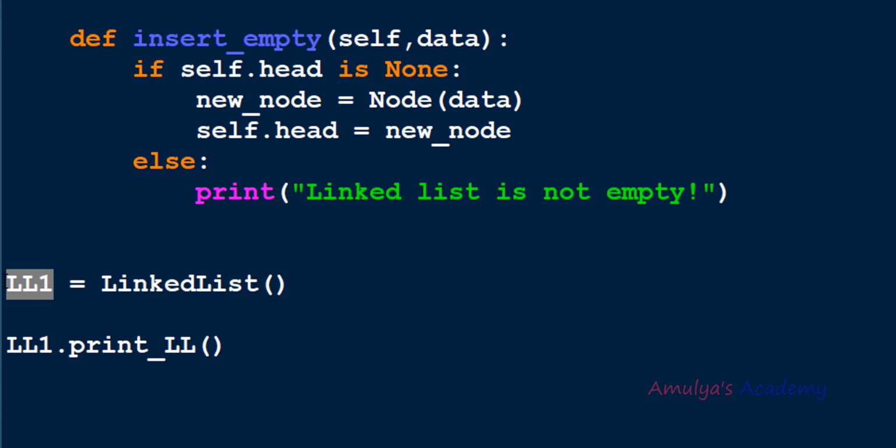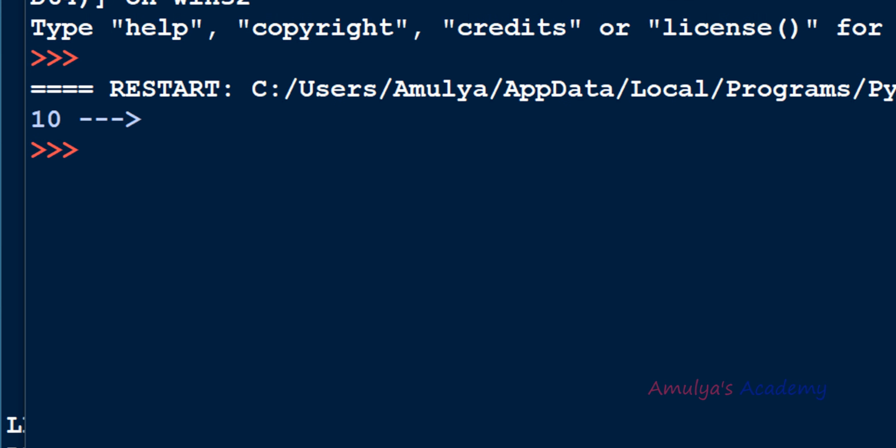We are creating the linked list, that is ll1, from the linked list class. Next I'll call ll1.insert_empty. Now actually the linked list is completely empty, so I'm calling insert_empty and I'll insert 10. So it will insert that into the linked list, and we are using the println method to print the nodes of the linked list. Here we can see 10 is inserted.